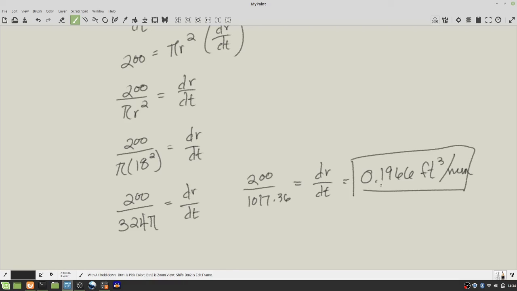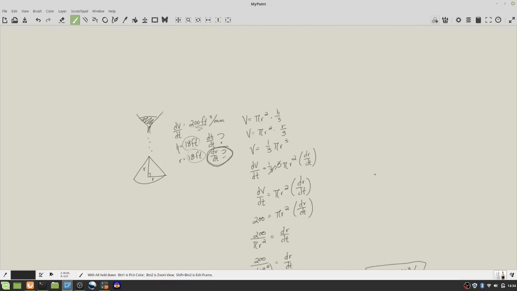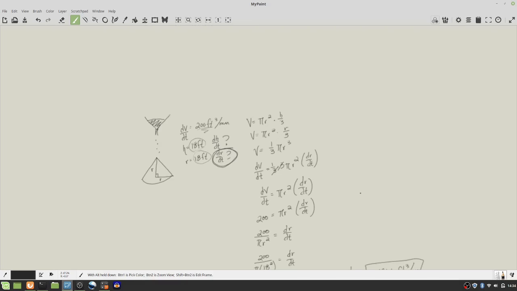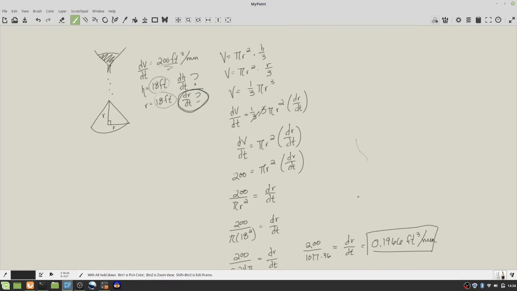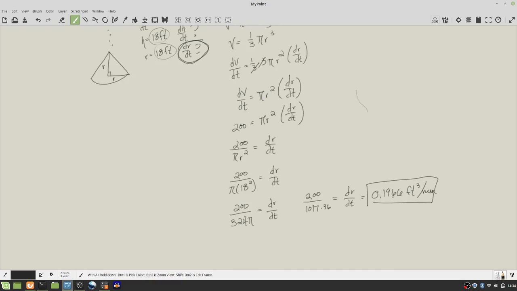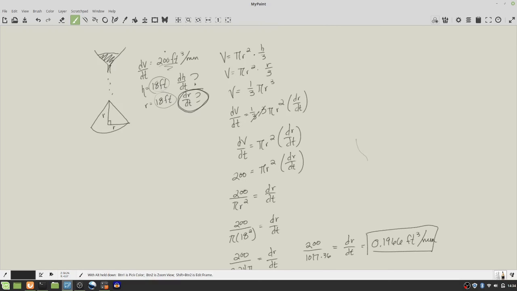So at the height of 18 feet, let's go ahead and zoom out. There we go. At the height of 18 feet here, the radius and the height together are both changing at a speed of 0.1966 feet per minute, given that the volume is changing at 200 feet cubed per minute. Anyway, I hope that was helpful. And as we go through this more and more, you start finding out everything becomes triangles.